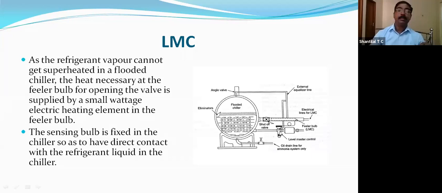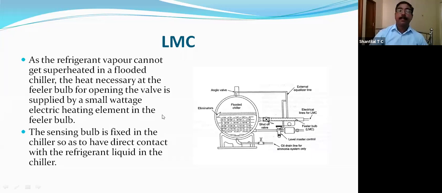The sensing bulb is fixed in the chiller. So here also we have a sensing bulb, the feeler bulb. Sensing bulb is known as feeler bulb. This feeler bulb is fixed on the chiller so as to have direct contact with the refrigerant. So here, this line is having refrigerant. It is located at the level at which the liquid level has to be maintained during this operation.